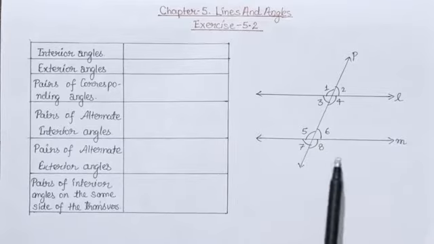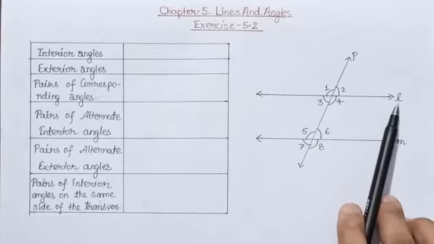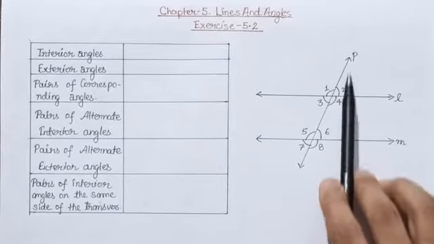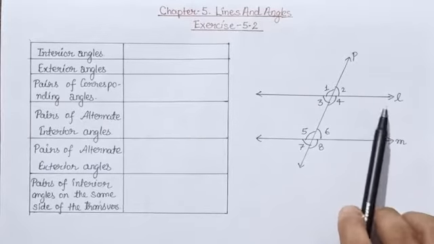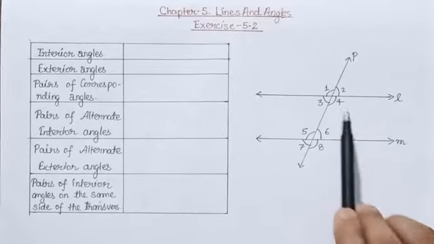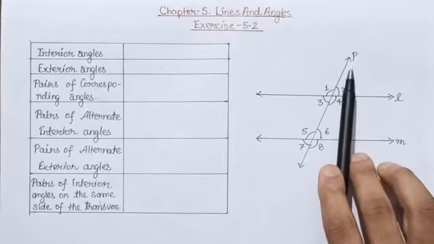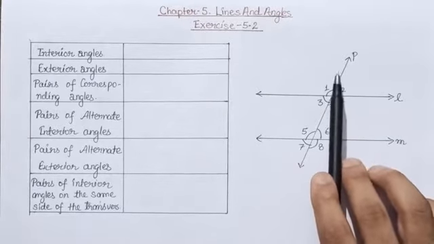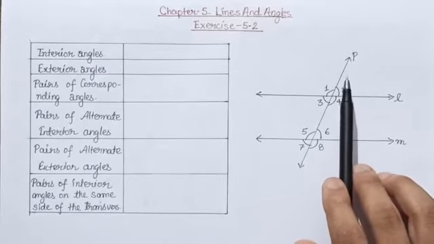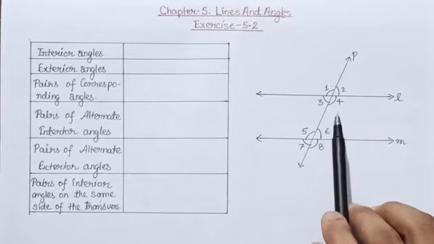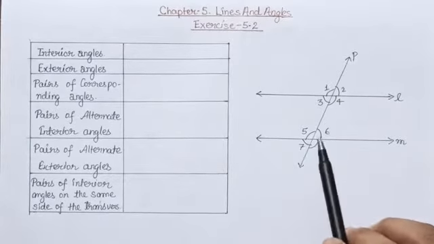So here in this figure you can see that there are two parallel lines L and M, and P is another line which is intersecting these two lines L and M at two different points. Hence we can say P is a transversal. Again, in our previous video, we have learned that when a transversal cuts two lines, then 8 angles are formed.